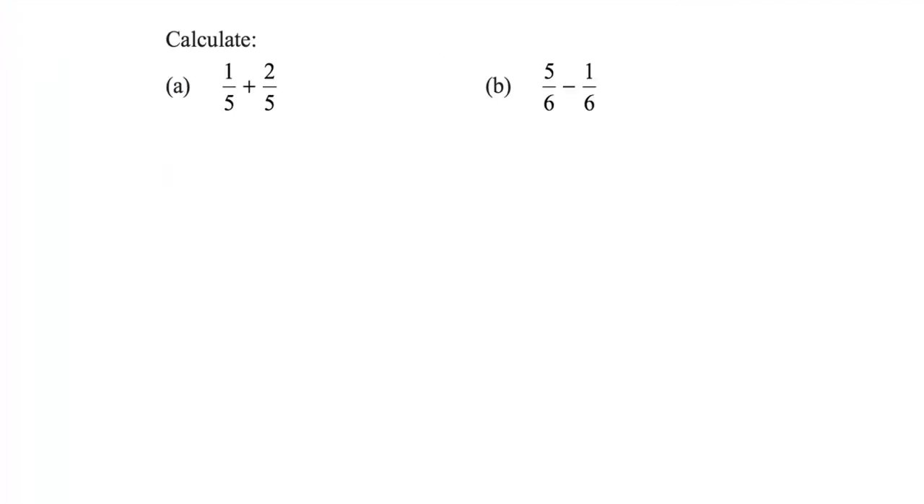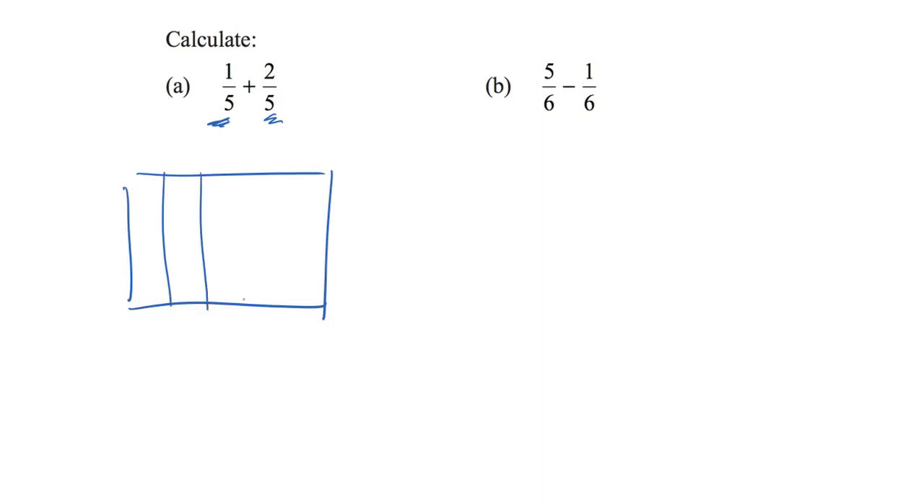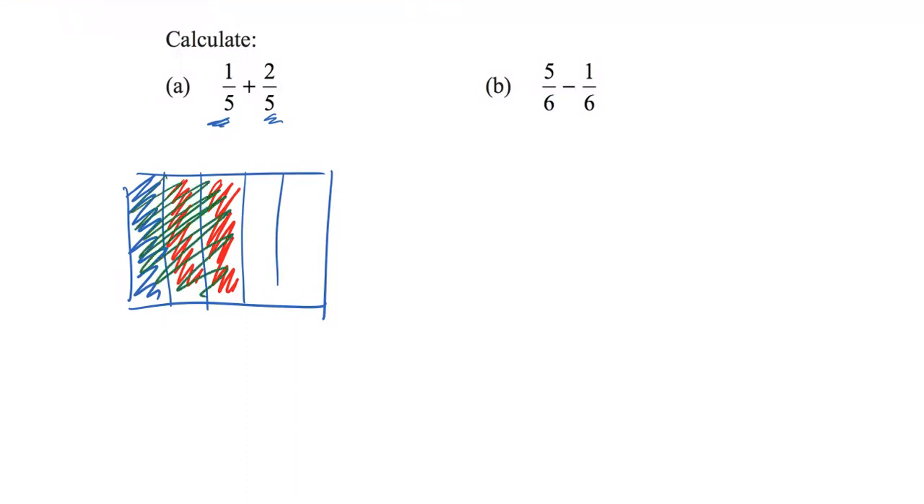So if we have the same denominator, then we have quite an easy process to work out. If I think about 1/5, here is a whole split into 5 pieces, and 1/5 is going to be that blue shaded area there. And if I add to that another 2/5, so this red is the 2 extra fifths we're adding on, you can see just how many different areas are shaded. There's 3 of them. So of course, our answer is going to be 3/5.